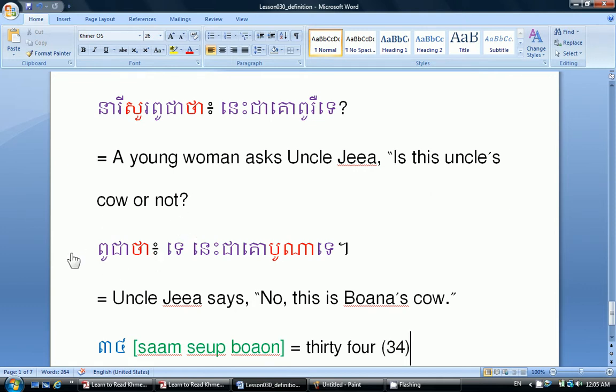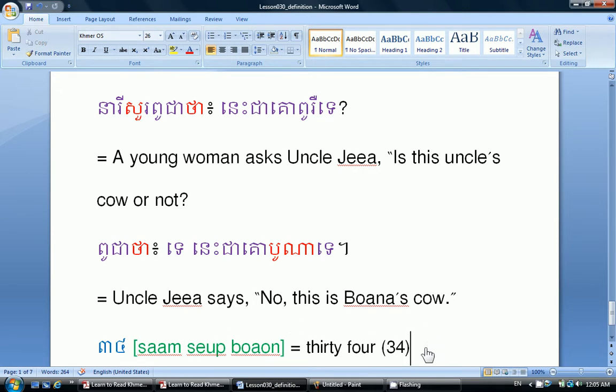And the response to that is puchia ta te ni chiko bonate. Okay, again, this chia is the name of the uncle, and this second chia means is. And this sign at the end of this sentence is the same thing as a period. Okay, so now let's read it again. Puchia ta te ni chiko bonate, which means Uncle Chia says, no, this is Bona's cow.